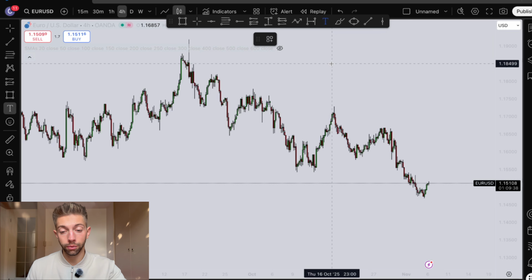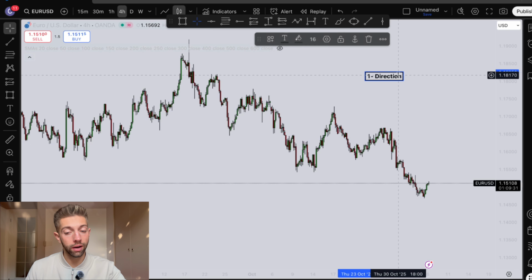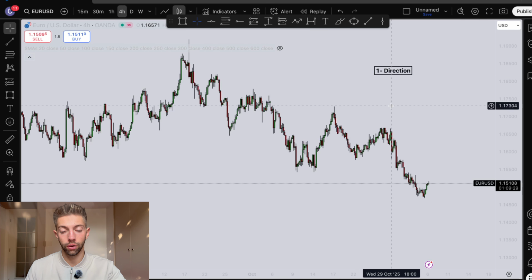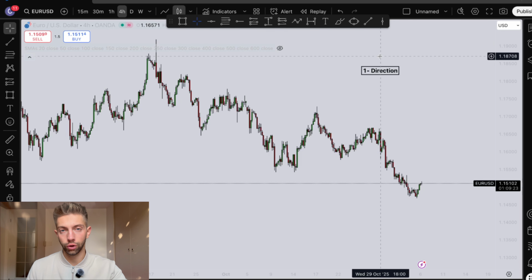So the first thing I'm doing when I'm analyzing the chart is direction, okay? You need to know where the market is heading, where the market is currently at, okay? You don't want to trade against the flow, against the big boys. You want to go with the trend. Trend is your friend, and that is true in the markets.